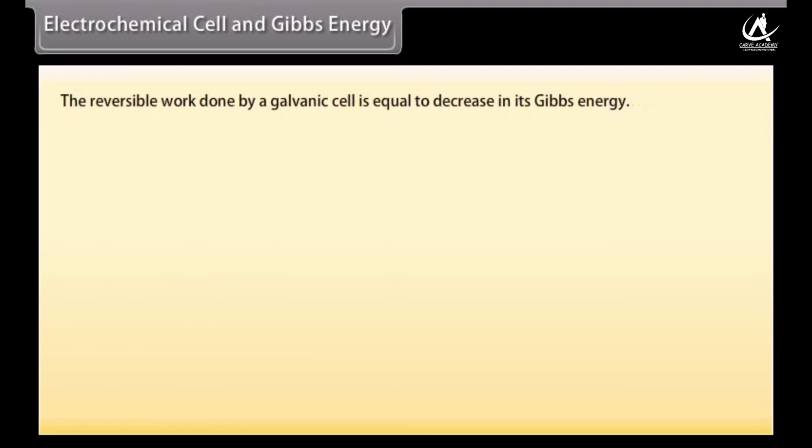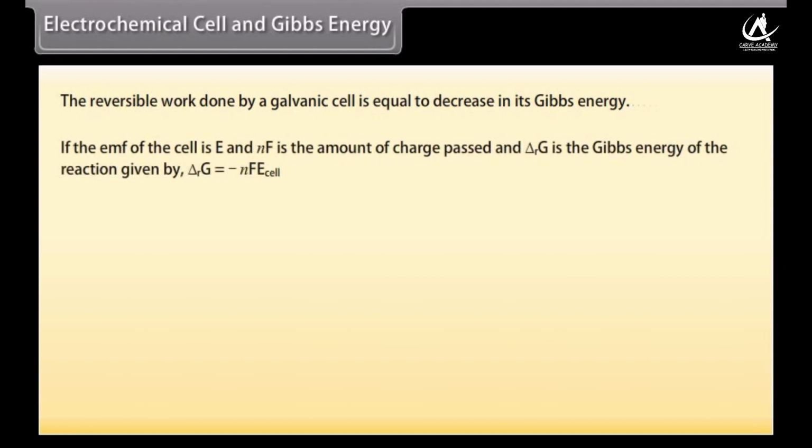Electrochemical cell and Gibbs energy. The reversible work done by a galvanic cell is equal to decrease in its Gibbs energy. If the EMF of the cell is E and nF is the amount of charge passed, and ΔrG is the Gibbs energy of the reaction, then ΔrG is equal to minus nF E cell.